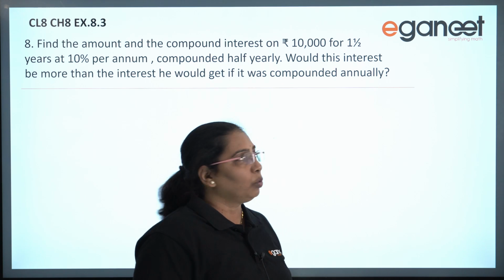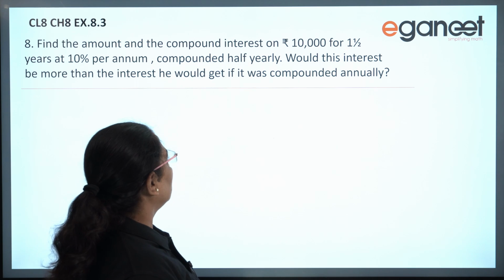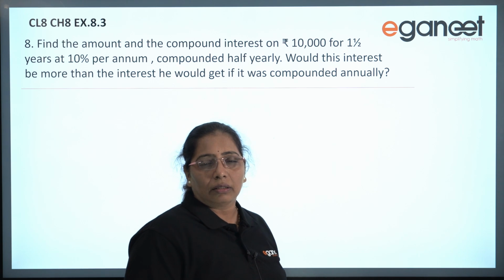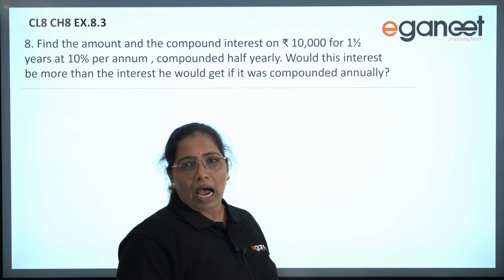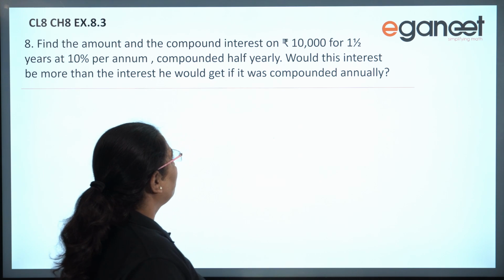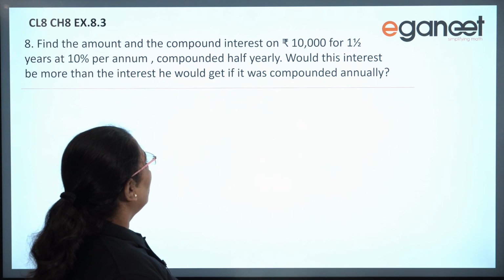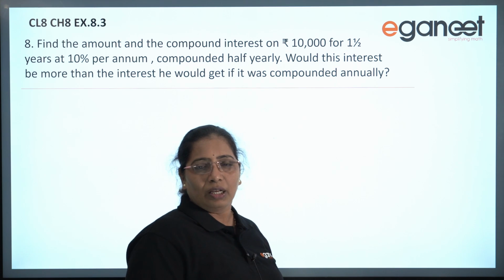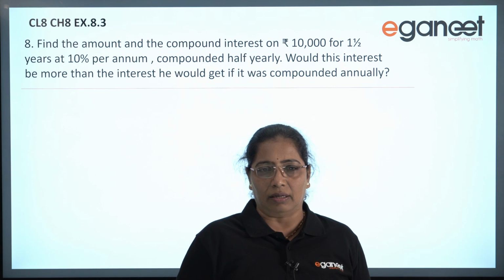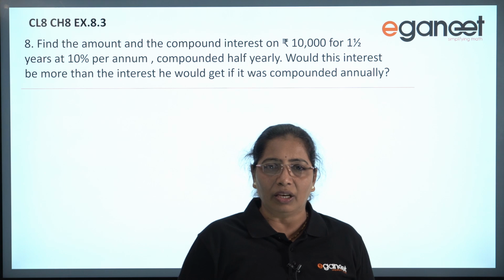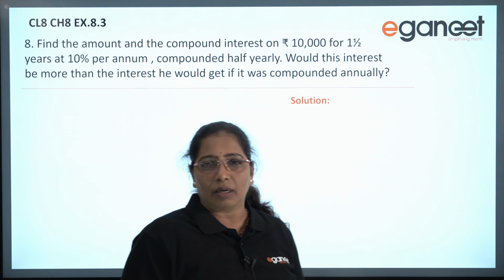Okay, what we have to do? We have to find the compound interest on rupees 10,000 where the interest is compounded half yearly on the principal. Would this interest be more than the interest he would get if it was compounded annually? So we have to find out the amount or the interest when compounded annually also. Let us find out the solution for this problem.